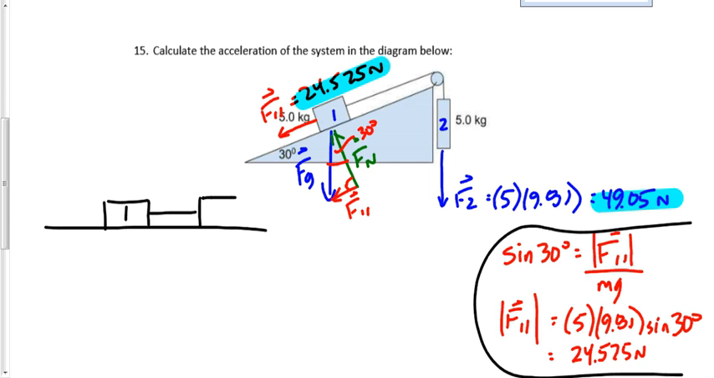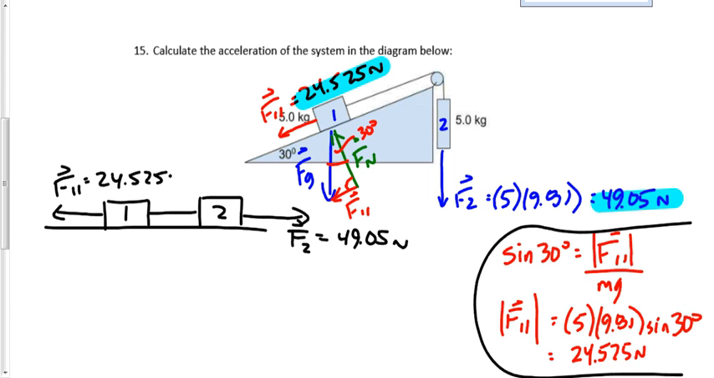Here's object number 2. Object number 2 has the force of gravity acting on it. We're going to call it to the right. And object number 1 has F parallel acting on it. We're going to make that 24.525. Why am I not accounting for Fg and Fn on object number 1? We've answered this question a bunch of times already. Lucas, why am I not adding in Fn and Fg here? Yeah, I am adding them in. I've already done it, right?